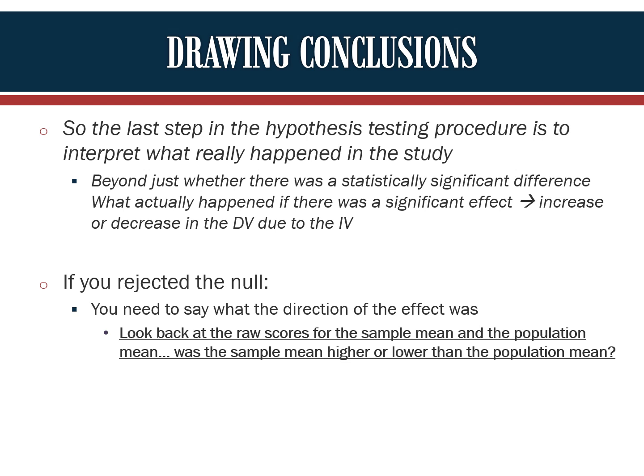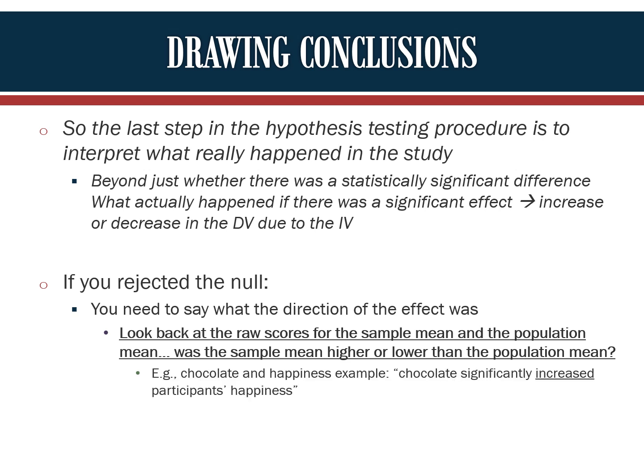If you think about the chocolate and happiness example, right, if a population happiness is 7, and if your sample's happiness is 9, if you went through the hypothesis testing procedure and you found a significant effect, then your sample average of 9 is higher than your population average of 7, which means that chocolate is increasing people's happiness. So in that chocolate happiness example, you would say chocolate significantly increased our participants' happiness.